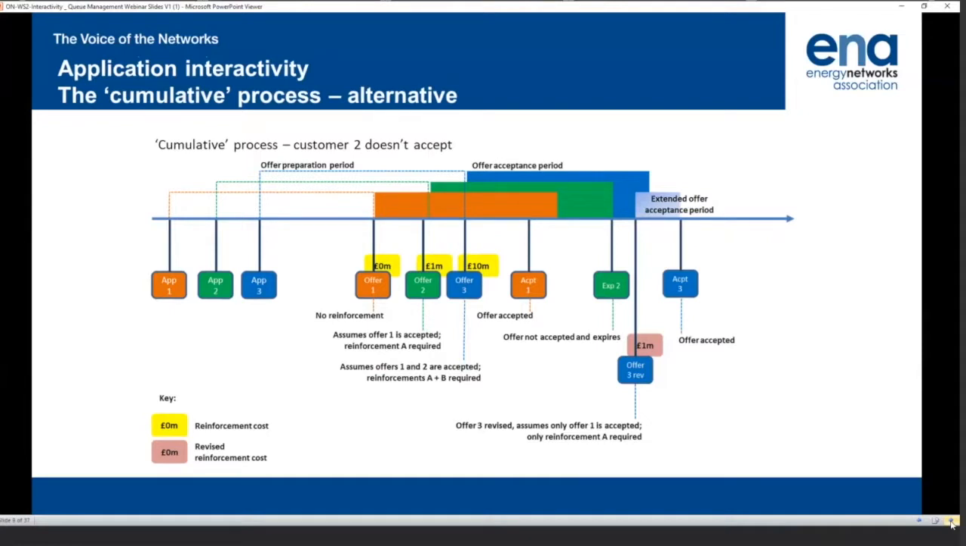Yeah, Michael? Sorry, Peter, there's just a question that came in about A&D fees. In the conditional process, when customer 1 accepts, do customers 2 and 3 have to pay new A&D fees to choose to reapply? Okay, so yes, the reapplication and the application of A&D fees.